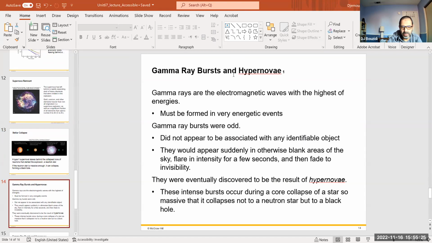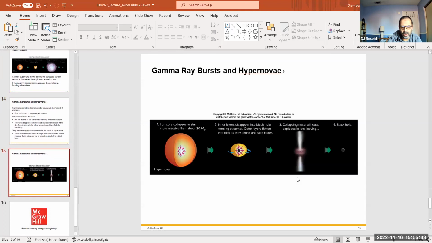That came from some bursts in gamma rays, but when you look at it, you don't find anything, yet for a few short seconds there is a huge gamma ray burst. Those are coming from the hypernovae. They come from the collapse of supermassive stars directly into black holes, forming a black hole, not a neutron star. So this is basically how the low mass stars and high mass stars end.